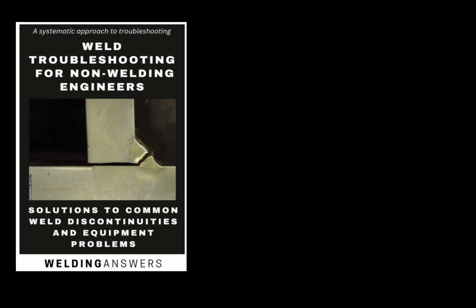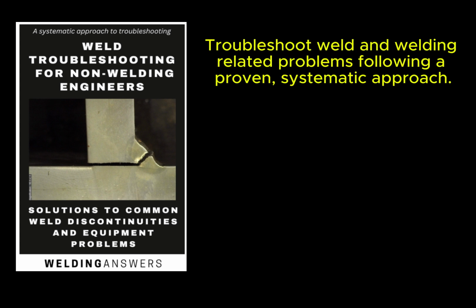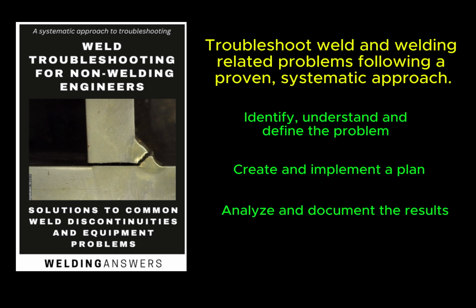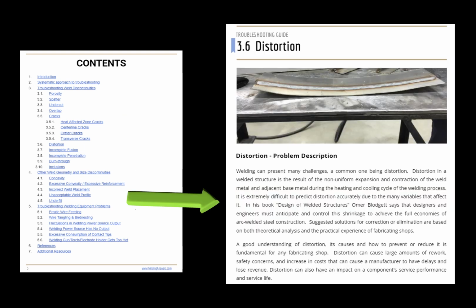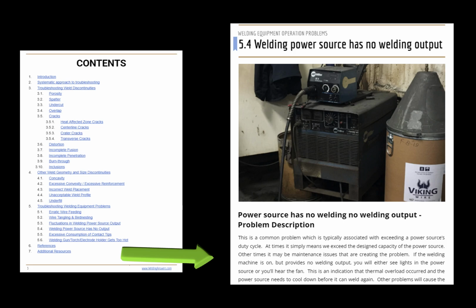That's exactly what our Weld Troubleshooting for Non-Welding Engineers guide delivers. This isn't just another chart. It's a complete coaching system designed to empower you with a systematic, 7-step approach to identify root causes, just like the pros do. Inside, you'll find quick reference troubleshooting charts for common issues like porosity, spatter, undercut, cracks, distortion, and a variety of equipment problems.